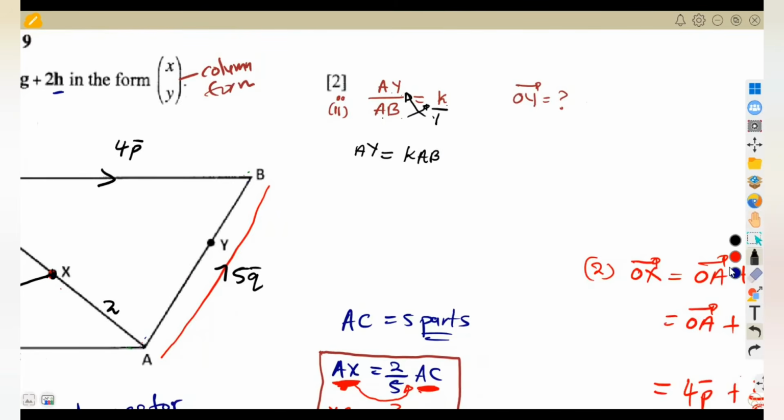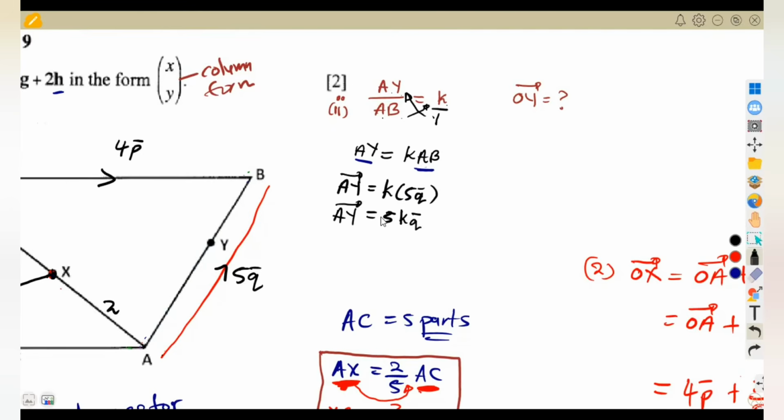So the relationship between AY and AB, from A to Y and from A to B, is that we multiply by the constant K on AB. Meaning we can find the vector AY before we talk about the vector OY. AY is going to be K times vector AB, and we said vector AB, from A to B, is 5Q. So if you multiply, we obtain 5KQ. That is our vector AY.